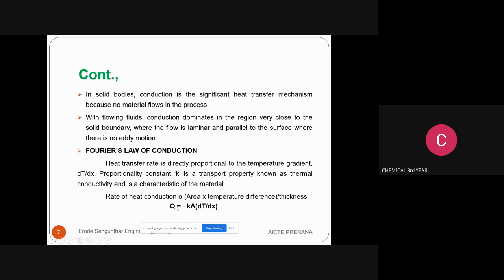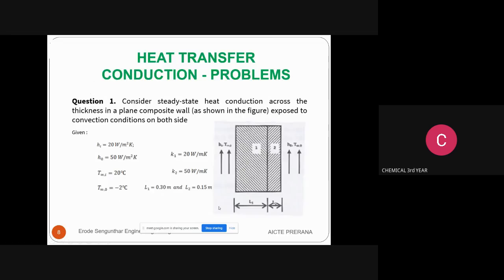We all discussed that Q by A is nothing but the small q, the heat flux. So heat flux q is equal to Q by A is equal to minus k into dT by dx. Clear? Next, immediately after this we can discuss the problems, because these are the main topics we'll get in the syllabus. Up to this, if we know thoroughly, definitely we can attend the minimum questions in heat transfer.